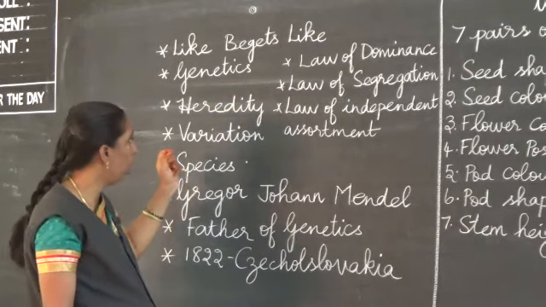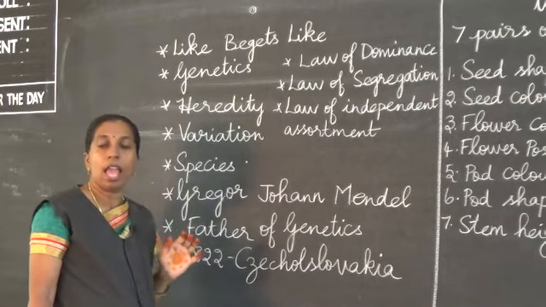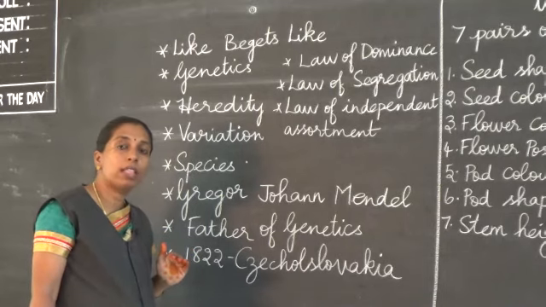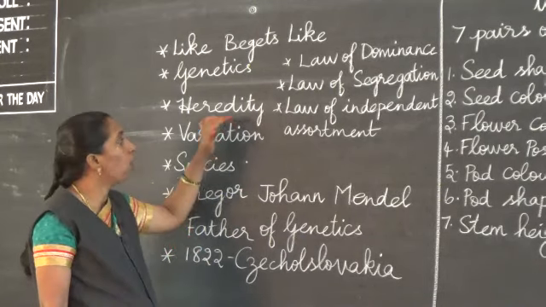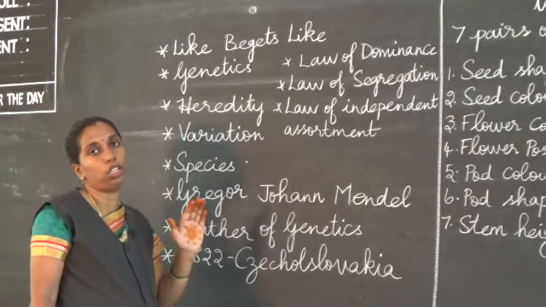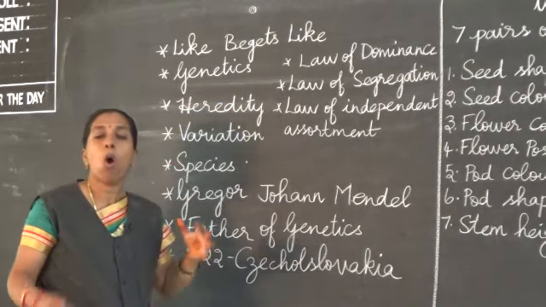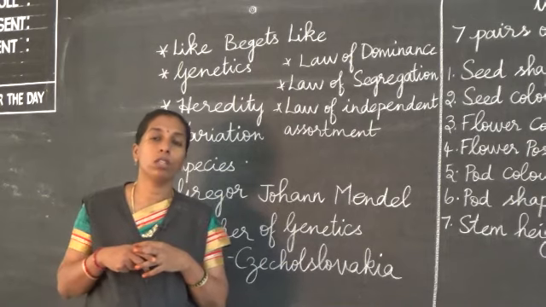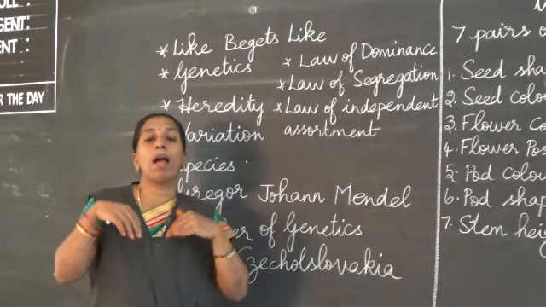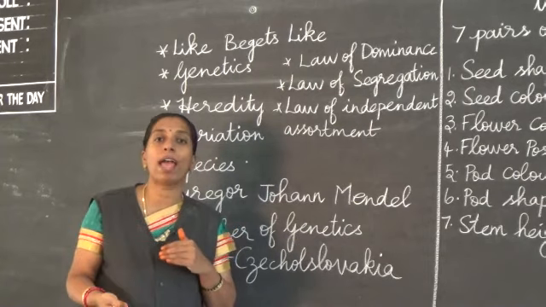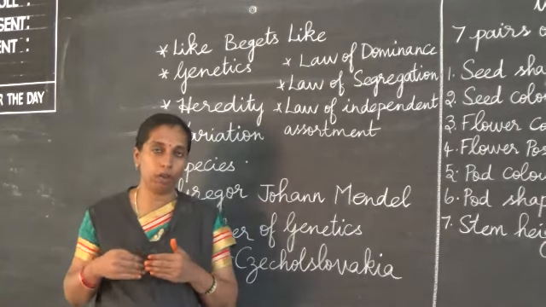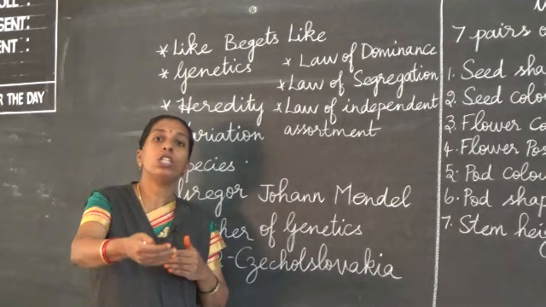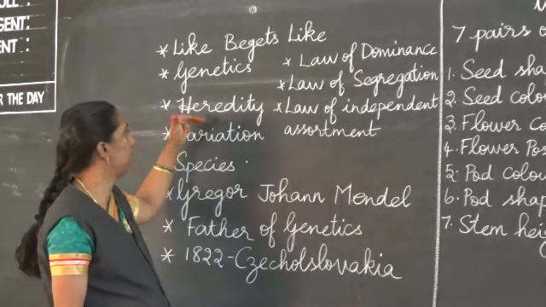Now, we shall learn what is heredity. Heredity is the branch of biology that deals with the transfer of characters from one generation to another generation. All of us have received the characters from our parents. So the children, or the offspring, have received the characters from our parents. So that's the transfer of characters from the parents to the children, or from one generation to another generation, and it is called heredity.